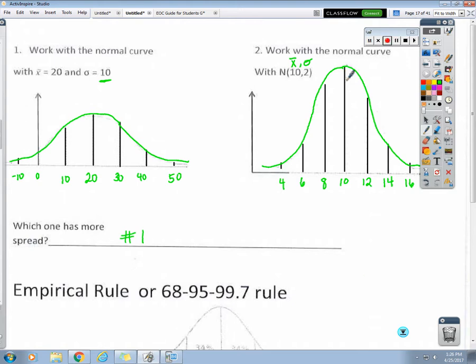So even though this is taller, the data is closer together in this one. Okay, the data is less varied. Over here it's more varied, more spread out.